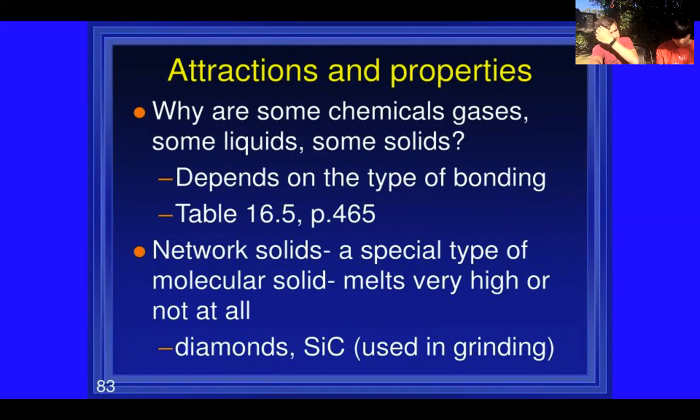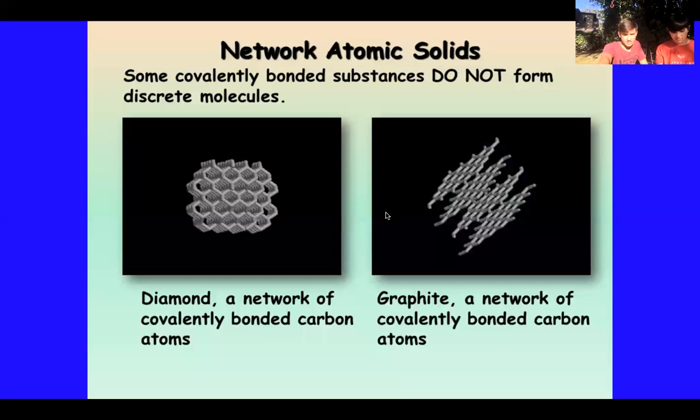This is one of the last slides, I think. Network atomic solids: some covalently bonded substances do not form discrete molecules. For example, diamond is a network of covalently bonded carbon atoms. So that's why it's so beautiful. Graphite is also a network of covalently bonded carbon atoms, but it looks a bit different because they're not stacked as perfectly.